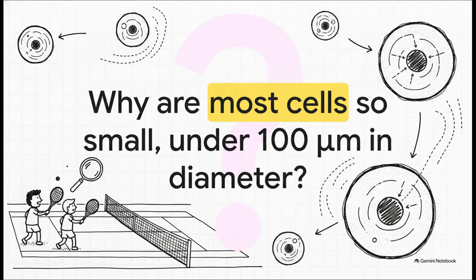Now, this brings up a genuinely fascinating biological mystery. In the macro world, growing larger usually means getting stronger, right? So why don't our individual cells just keep expanding? Why are most cells so incredibly tiny, usually less than 100 micrometers in diameter? I mean, that is literally smaller than the period at the end of a sentence in your textbook.